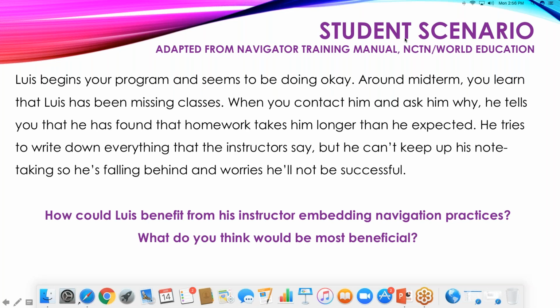So Luis begins your program and seems to be doing okay. Around midterm, you learn that Luis has been missing classes. When you contact him and ask him why, he tells you that he has found that homework takes him longer than he expected. He tries to write down everything that the instructors say, but he can't keep up his note-taking, so he's falling behind and worried he'll not be successful.